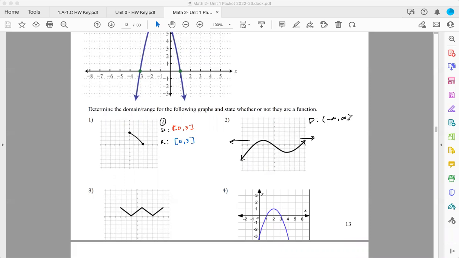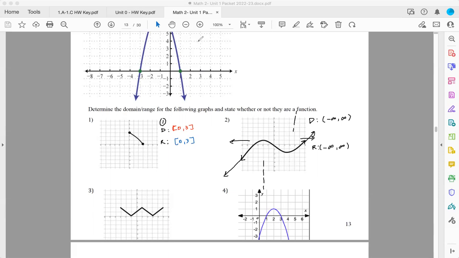The range, also, if you go all the way to the left, notice that the graph keeps going downward, and here it keeps going upward. So really, we don't have a limit of how far down we're going or how far up. So the range for that reason is, remember, the range is the y values, also -infinity to infinity. That's that question.